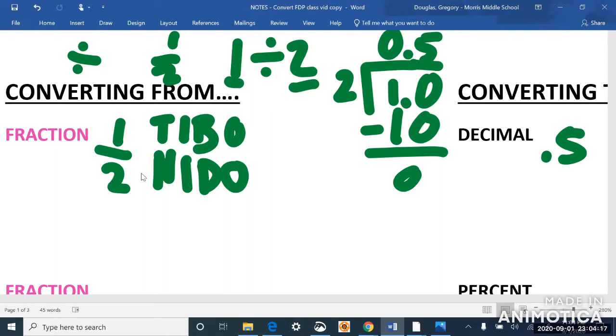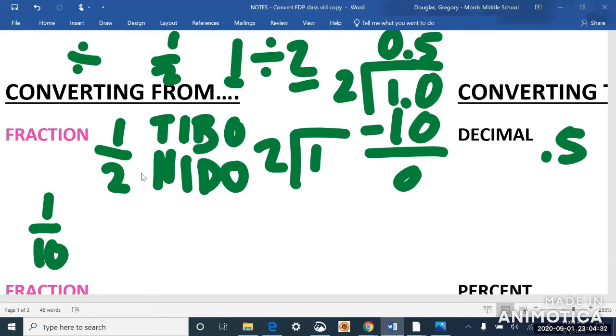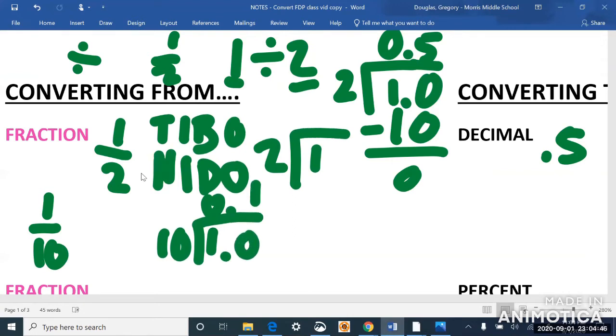So the same thing, it's just saying the top number or the numerator goes inside, the bottom number or the denominator goes outside. So you get 1/2 equals 0.5. Okay, so all you're doing is a division problem. So if I did 1 over 10, I go top in, bottom out, or NIDO, numerator in, denominator out. 10 goes into that 0 times. I'm going to put a decimal. I'm going to put a 0 there, and it goes in 1. So 1/10 equals 0.1. Okay.